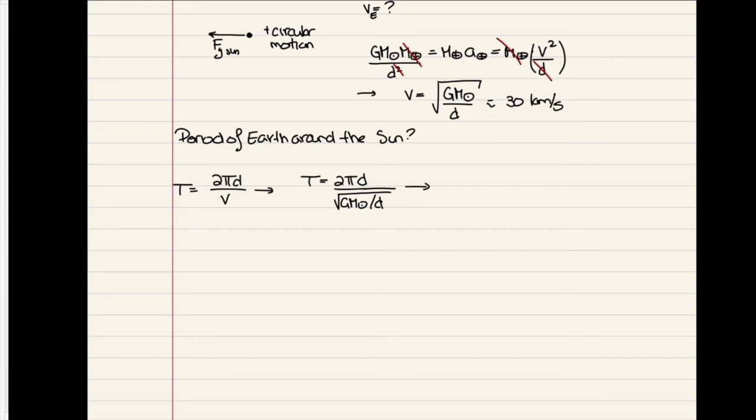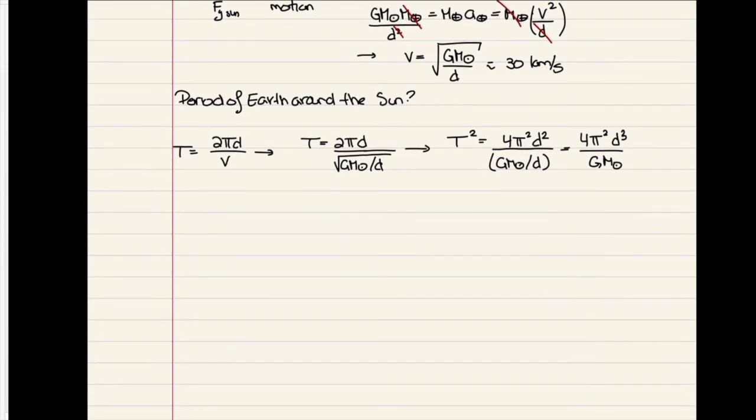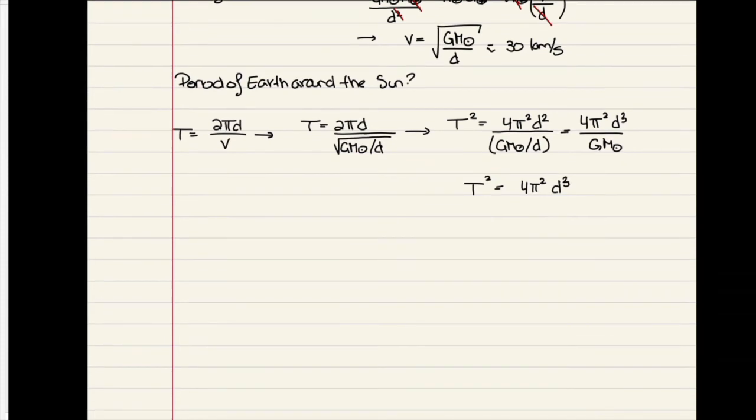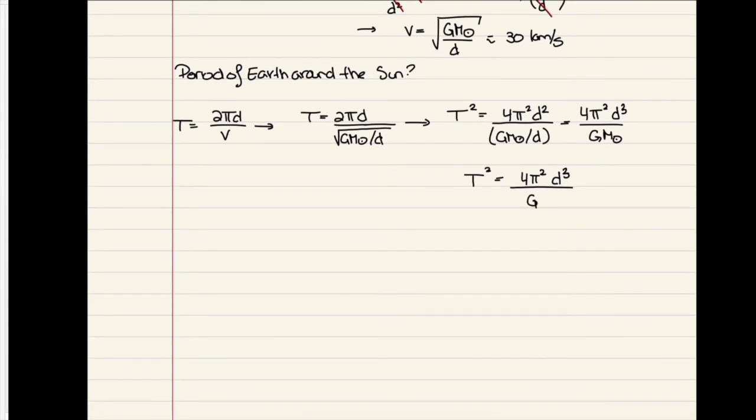But if I keep this as symbols, and then I square both sides, the numerator becomes 4 pi squared d squared. The denominator becomes G M Sun over d, as the square root goes away. It's a fraction of fractions, so I flip and multiply. Particularly, I get that the period squared goes as 4 pi squared, the distance between the Sun and the Earth cubed, divided by G, mass of the Sun.